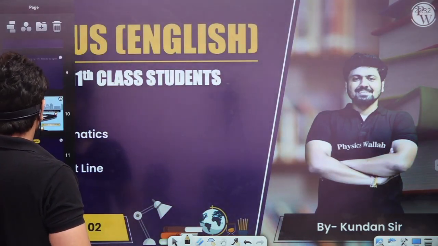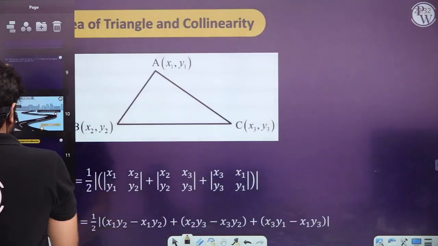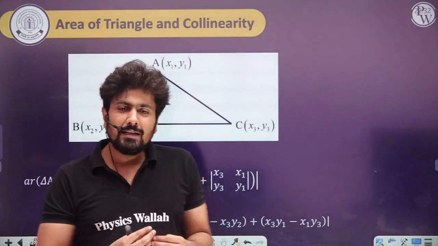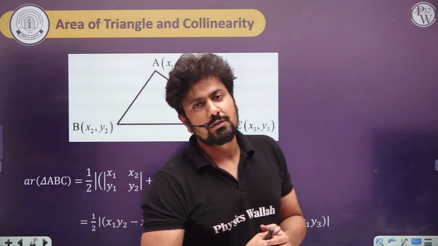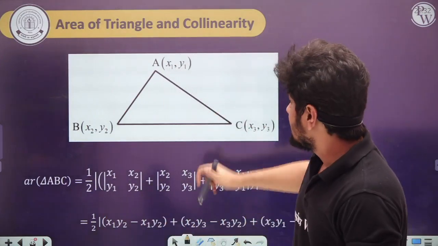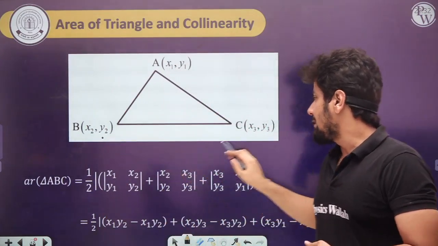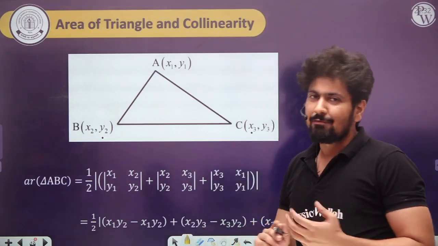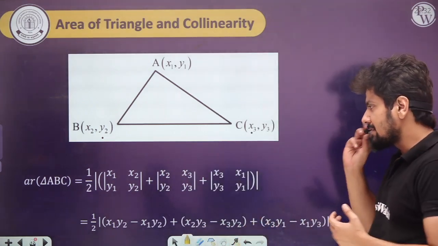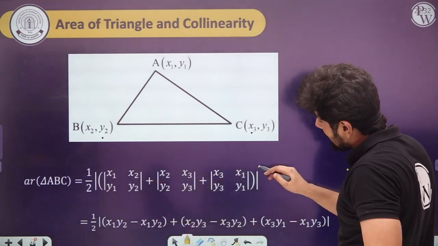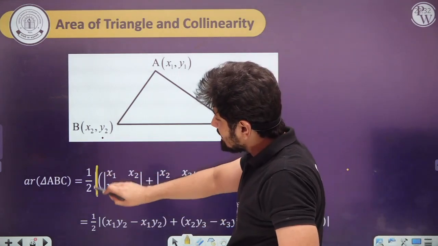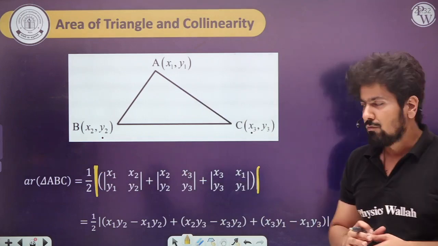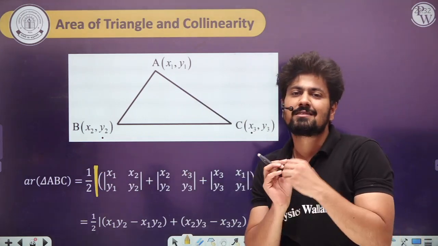Now, first of all, area of a triangle and collinearity of points. Suppose three vertices are given, x1, y1, x2, y2, x3, y3. If the vertices of a triangle are given, we can find the area of the triangle, which is half of these two lines you see. These two lines represent modulus. What does modulus do? Modulus makes things positive.